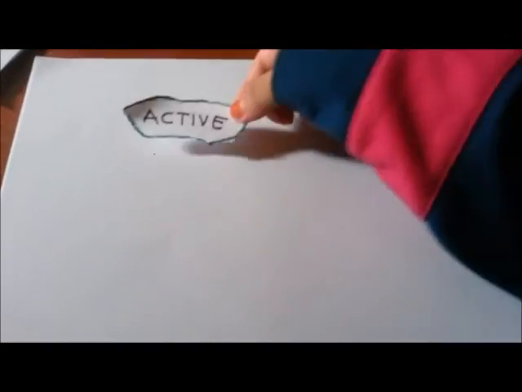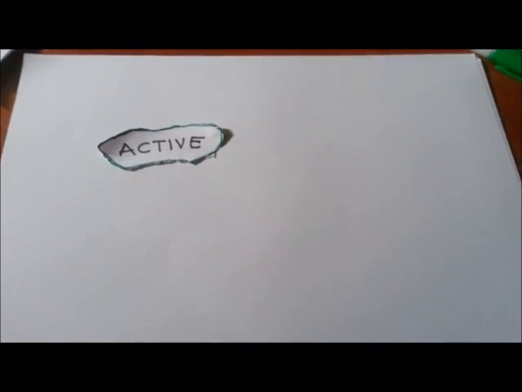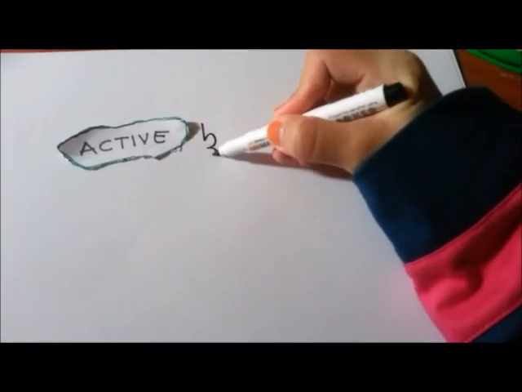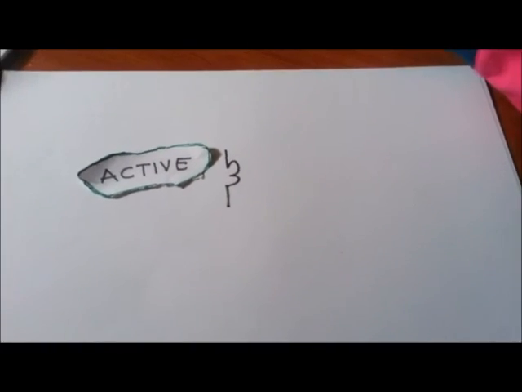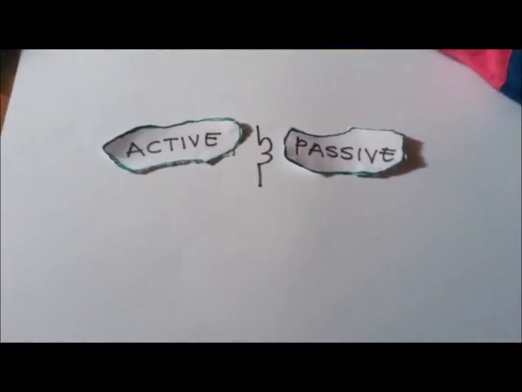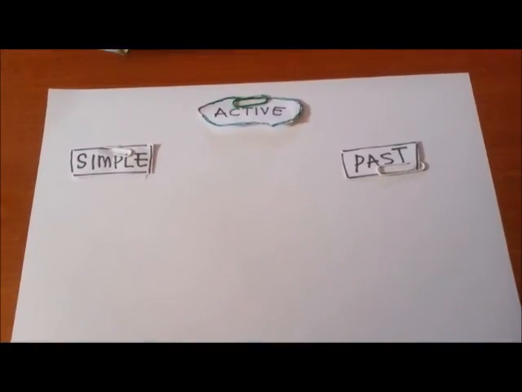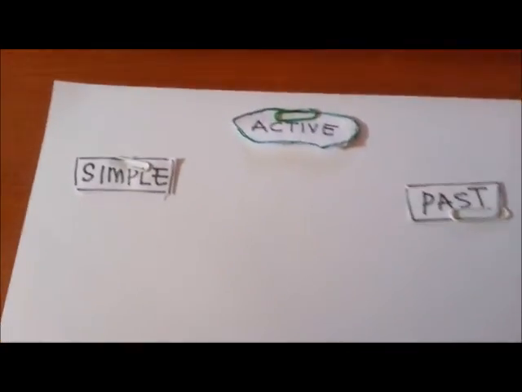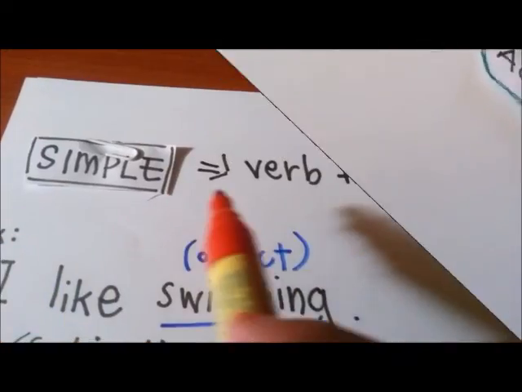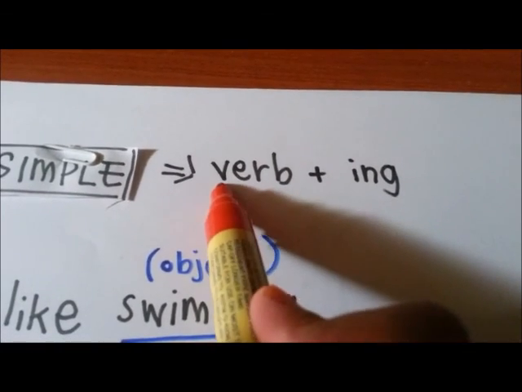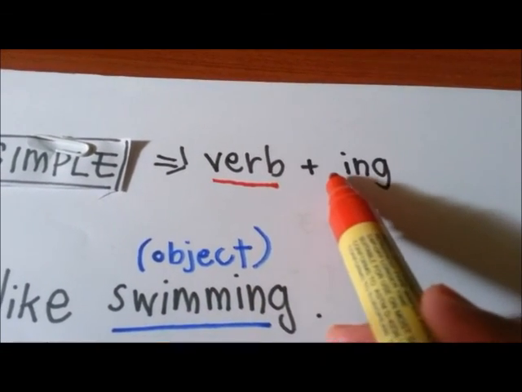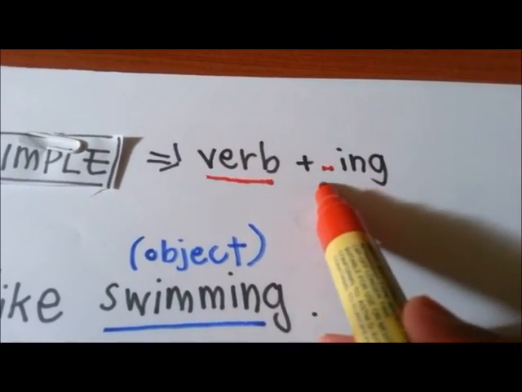Okay, I will present about the active and passive gerunds. Active can be divided into simple and past. Let's take a look into the active simple: verb plus -ing.